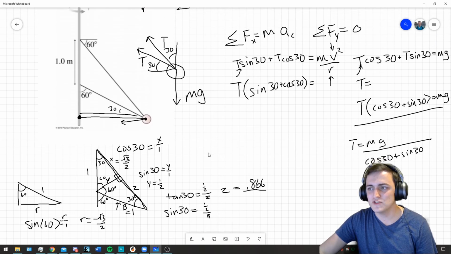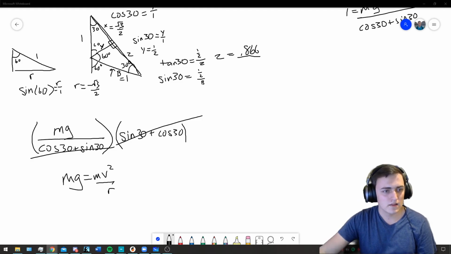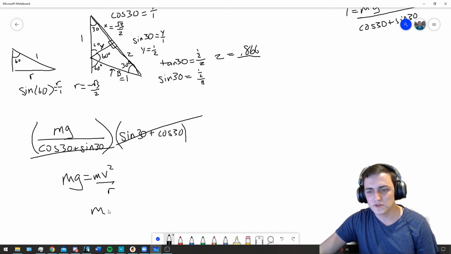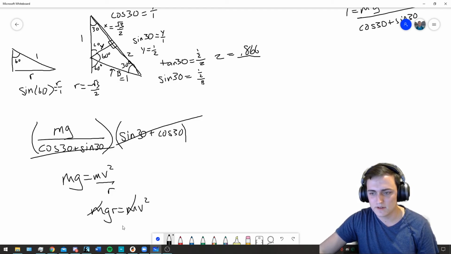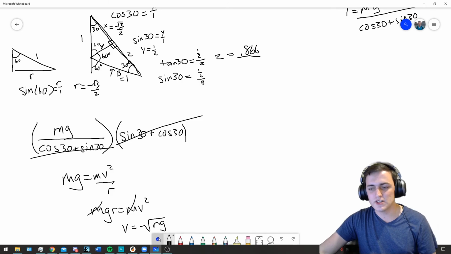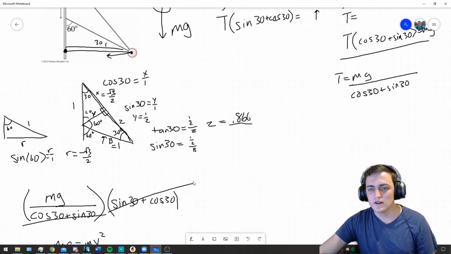And you end up with mg equals mv squared over r. And the final step is to find v equals. So multiplying both sides by r, mv squared. Well, mass will cancel. So we get v equals the square root of r times g. And this is just the general sort of final expression that you can hope to come to.